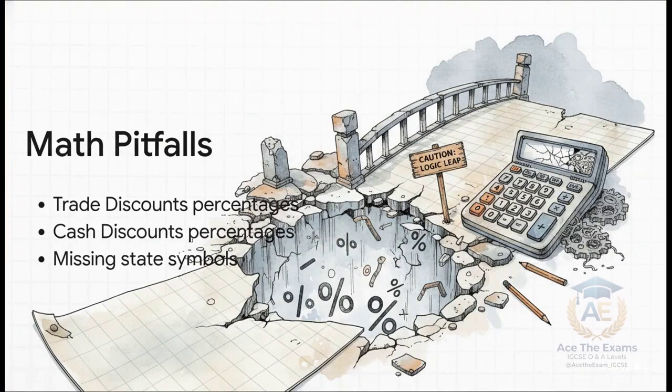But of course, we're aiming for 100% accuracy here. As examiners, we constantly see students trip up mathematically on these specific areas. Before you even think about constructing the final financial statements, you really need to double-check your mathematical workings on these. Miscalculating the percentages for trade discounts versus cash discounts, incredibly common. And if you're dealing with manufacturing accounts, forgetting your state symbols is just such an easy way to throw away points. Keep a razor-sharp eye on these details, guys.